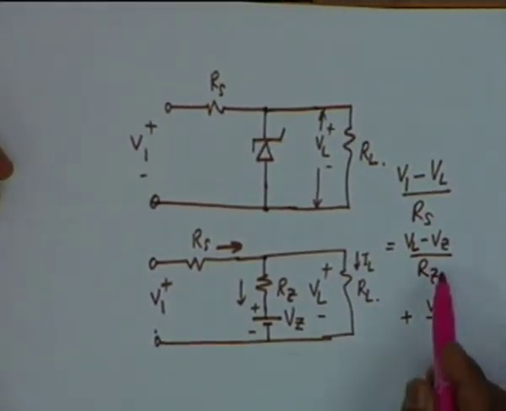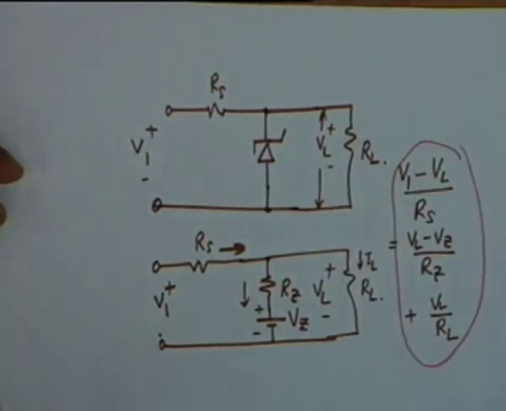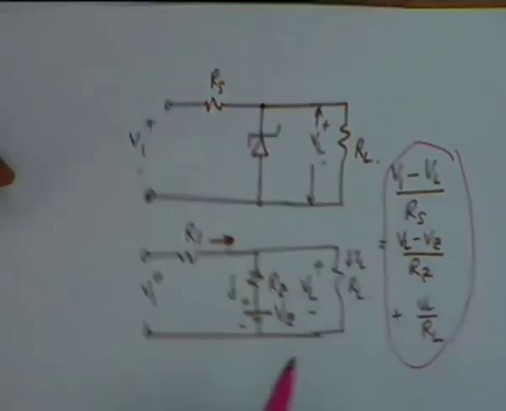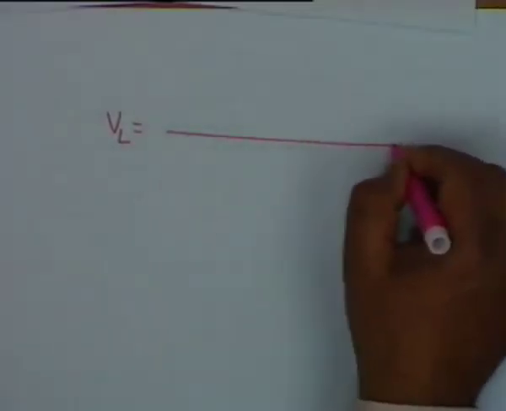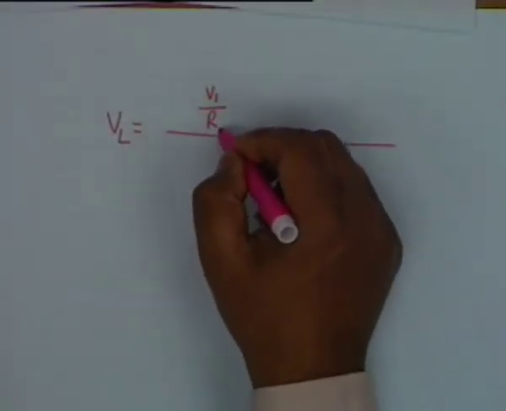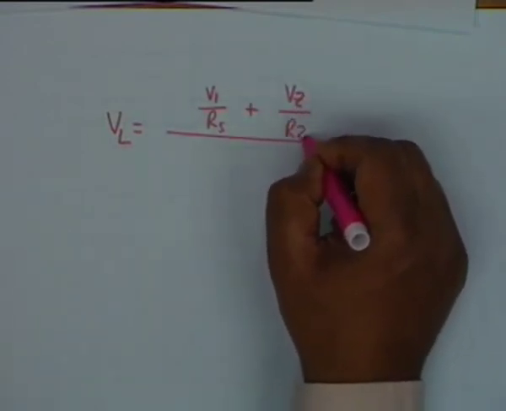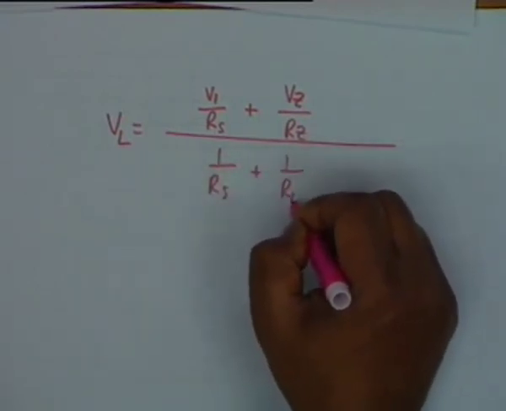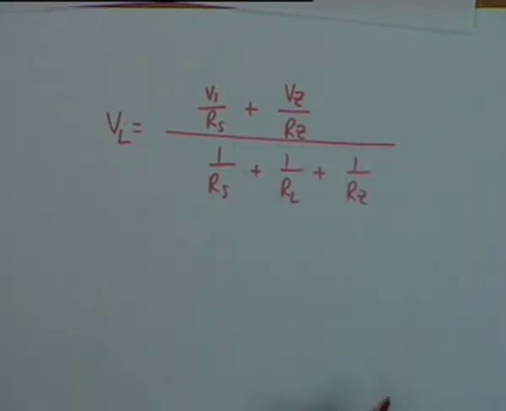Can I remove this? Have you written down this equation? If I simplify the equation, now I can find out VL in terms of V1 and Vz, and the relation, I will skip the algebra, the relation I have worked out to be V1 divided by Rs plus Vz divided by Rz, divided by 1 over Rs plus 1 over RL plus 1 over Rz. Simple algebra, you can show.